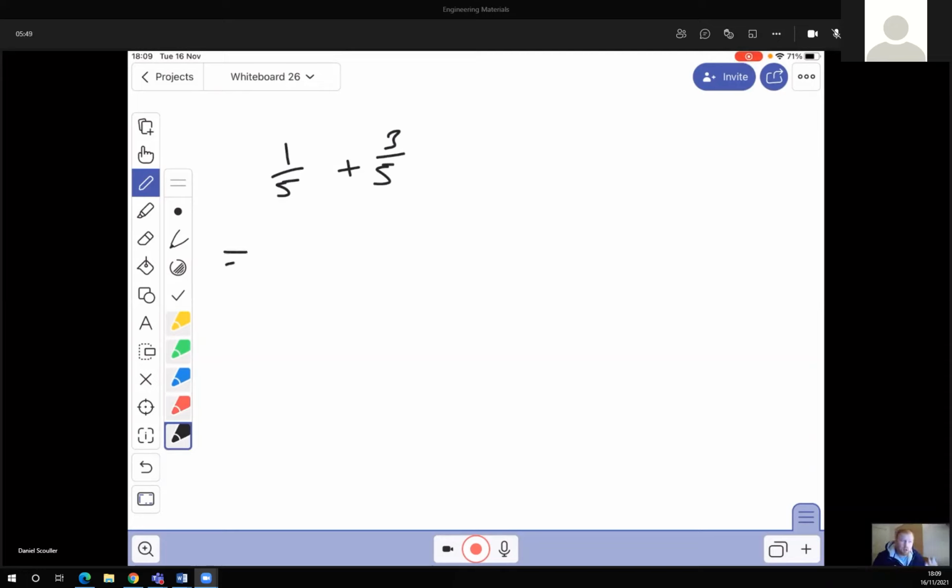That addition is easy because the bottom is the same. Both the denominators are a 5, so we can add them together. We will build up the complexity, so just be aware. Getting it at this stage is perfect. So 4 out of 5, 4/5, is what that will come to.